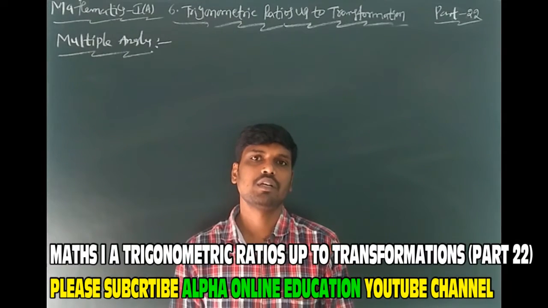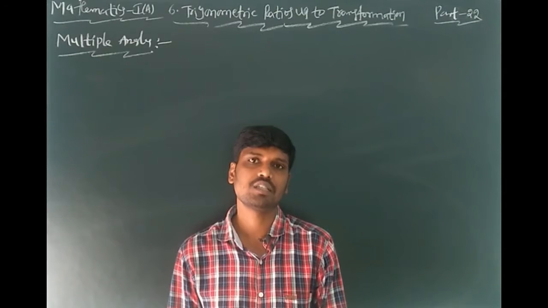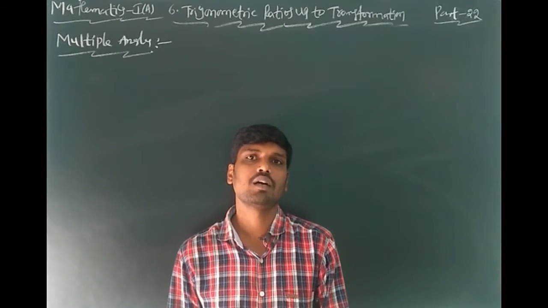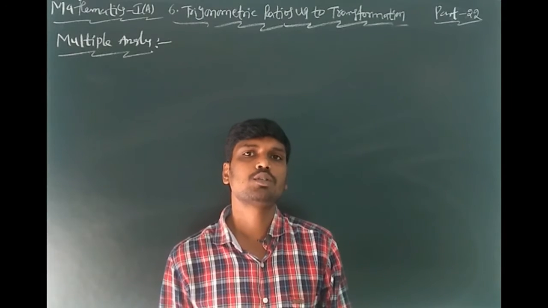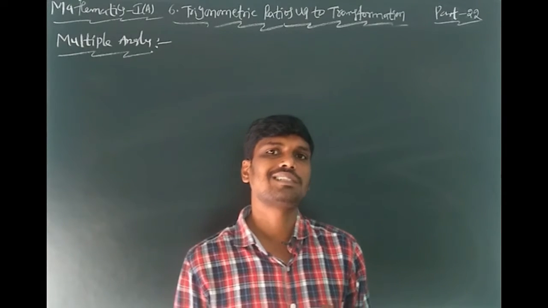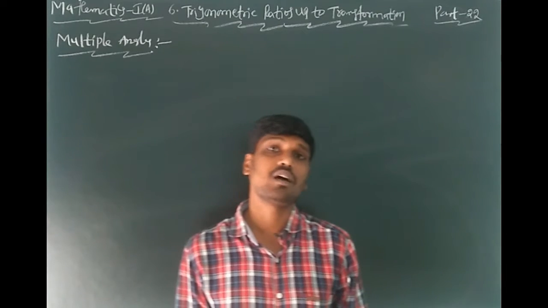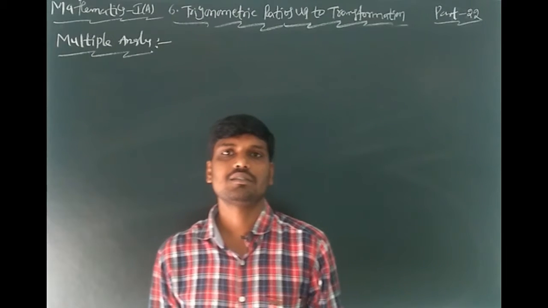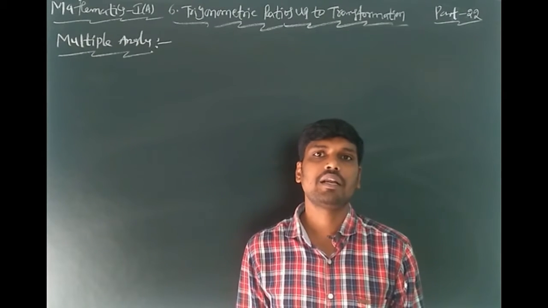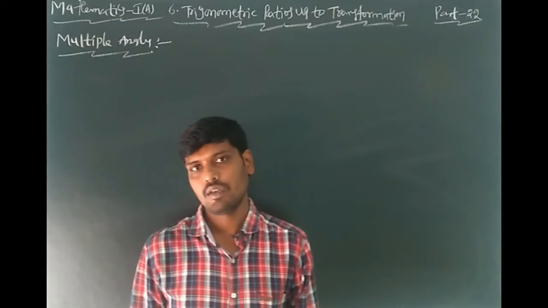Sixth chapter, trigonometry ratios up to transformation. This chapter belongs to Mathematics 1A, part 22. Last part completed exercise 6C problems. Important 4 marks or 7 marks problems are also completed. Today we discuss formulas of the trigonometry ratios for multiple angles.